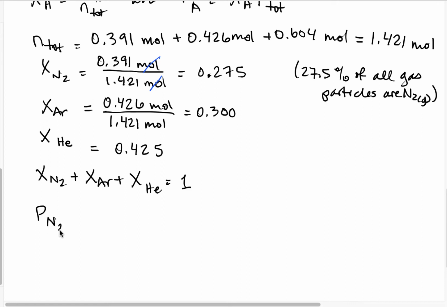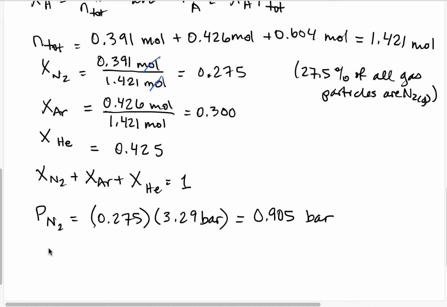So now when we calculate our partial pressures, we know that 27.5% of the gas particles are nitrogen. So that means that 27.5% of the total pressure, which was 3.29 bar, is going to be from the nitrogen gas. So I get 0.905 bar from that. And so the partial pressure of the argon and the partial pressure of the helium you can calculate the same way. So go ahead and pause the video and try that out.